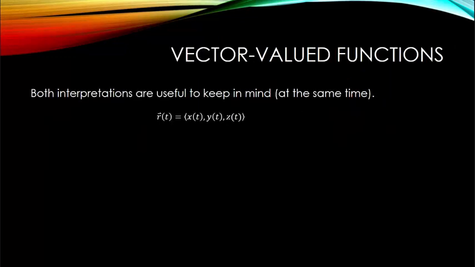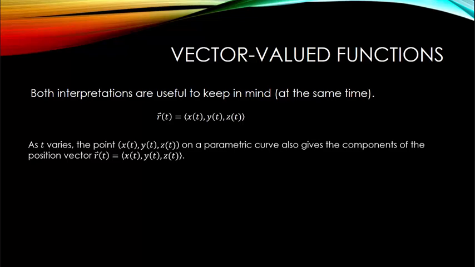Both interpretations are good to keep in mind at the same time. I can have a vector-valued function, r of t, with components x of t, y of t, and z of t, all of which vary with the independent variable t, or I can vary t, and each coordinate x of t, y of t, and z of t on a parametric curve will also vary.